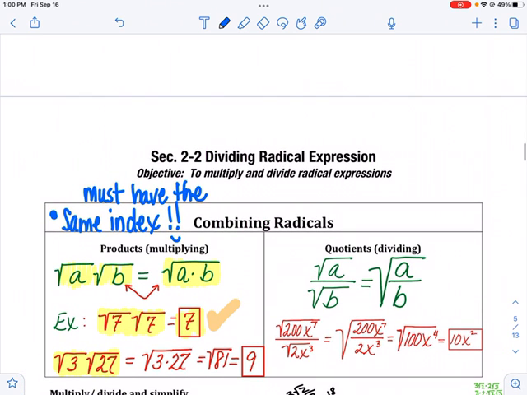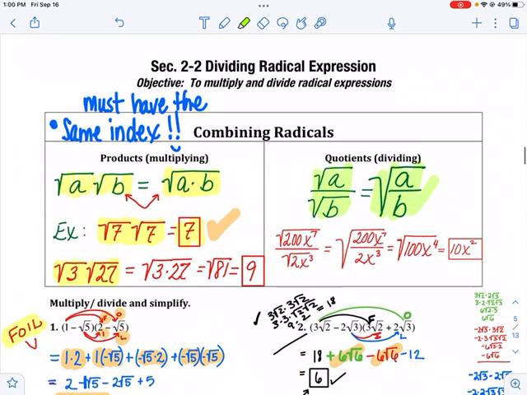Dividing radical expressions, you have two rules that you really want to pay close attention to. First of all, you must have the same index to use these rules with the roots that you have. To combine them with products, you multiply them. The square root of a times the square root of b is equal to the square root of a times b. And for the quotient rule, the square root of a over the square root of b is equal to the square root of a over b.